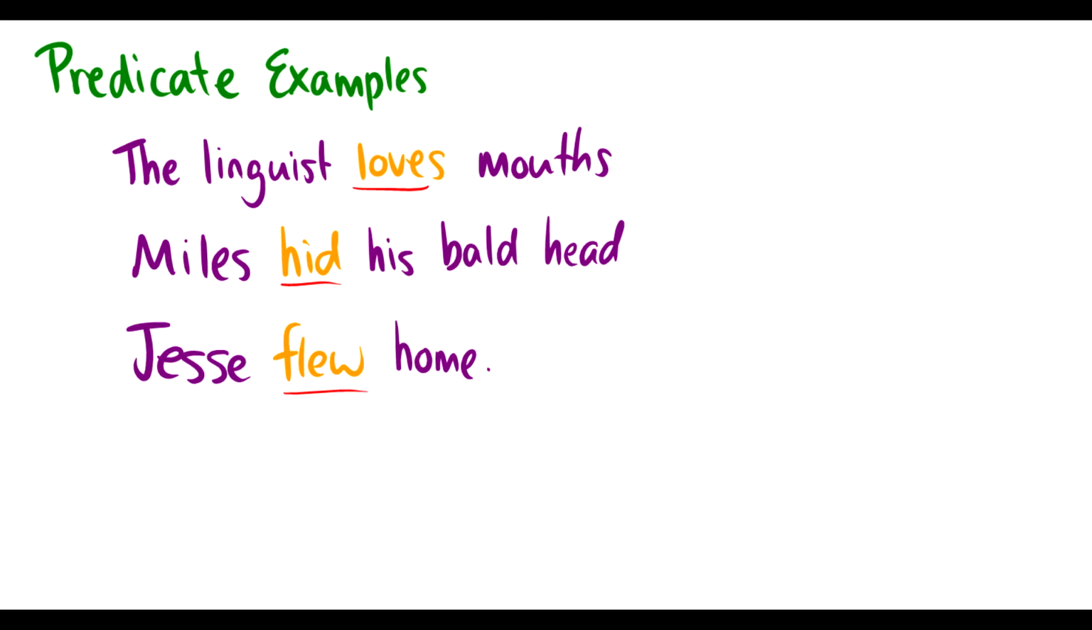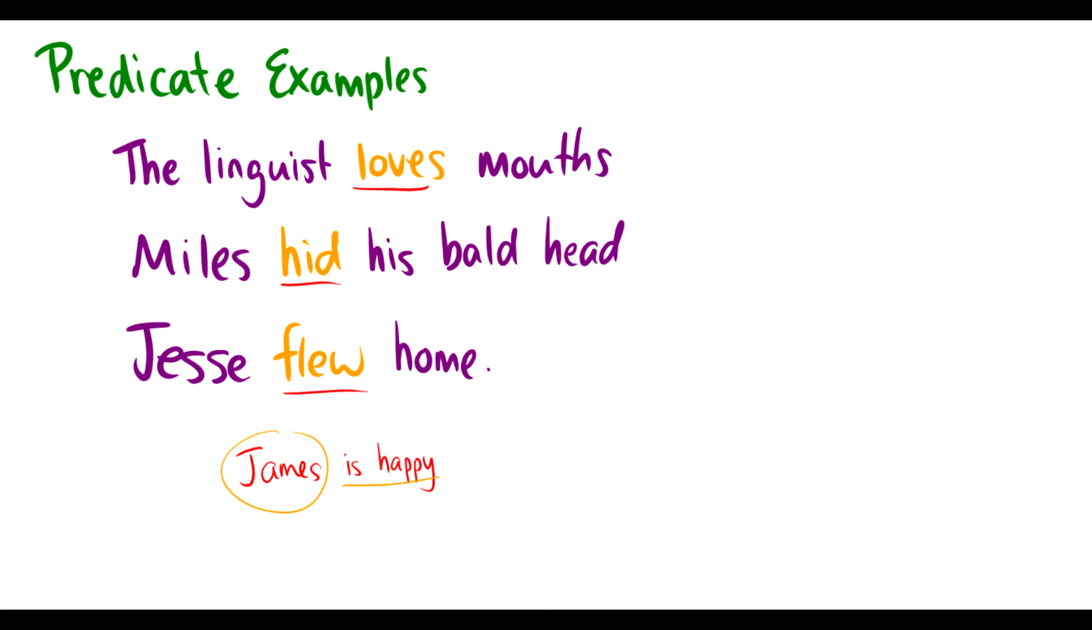So the linguist loves mouths. So the linguist is an argument to the predicate, and so is mouths. What about Miles hid his bald head? Well, Miles is the person doing the hiding of his bald head. So the predicate is the verb here. You can also have a sentence like James is happy, and this is happy predicate takes the argument of James. So is happy can also be a predicate, and James is the argument of that predicate.